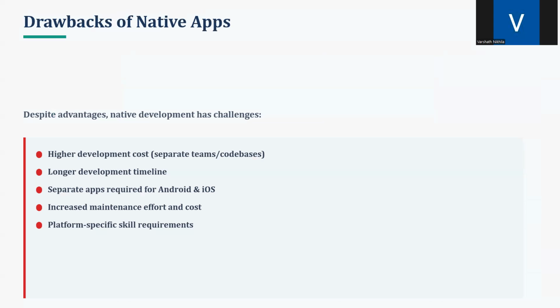And the drawbacks of native apps: it requires a higher cost for development. It needs separate teams for Android and iOS, and it takes a longer time to develop because it has two different code bases for Android and iOS. Then maintenance complexity: bug fixes must be applied twice. Despite these drawbacks, native apps are still preferred for critical systems.